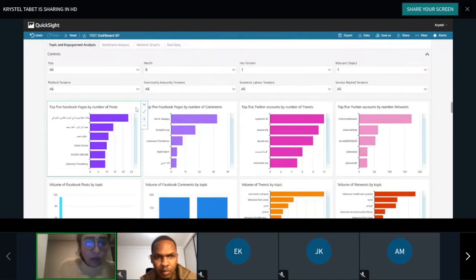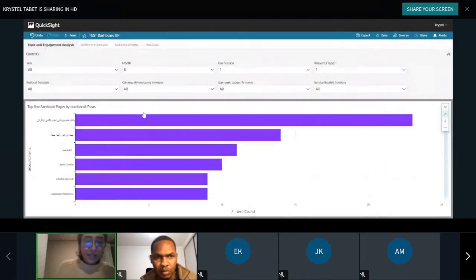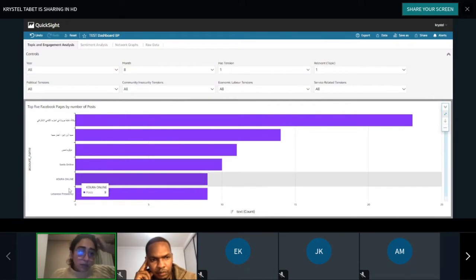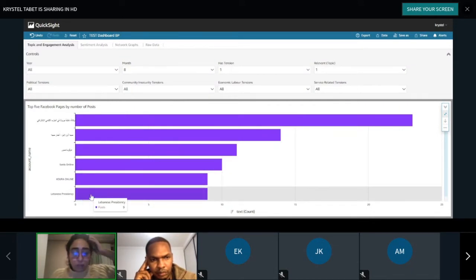So here we have the top 5 Facebook pages by number of posts that talk about refugees and have tension. From everything we collected, this one, we call it Dakhili, is for a political party in Lebanon, the Socialist Political Party, who has posted the most. From the 212 posts, they had 23 posts in the month of August alone on refugees with tension. The Mawqa Yasur, these are the 3 top, it's in Arabic, but they're all media. Saida Online as well is media, Kura Online is media, and Lebanese Presidency is the page of the President of the Lebanese Republic, who posted 9 times about it.